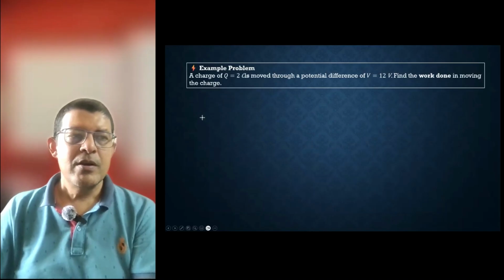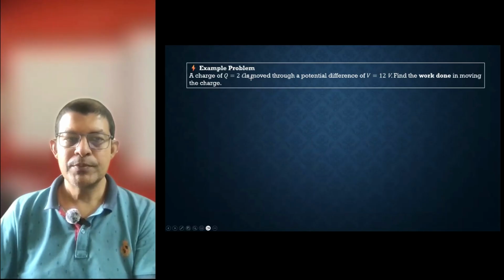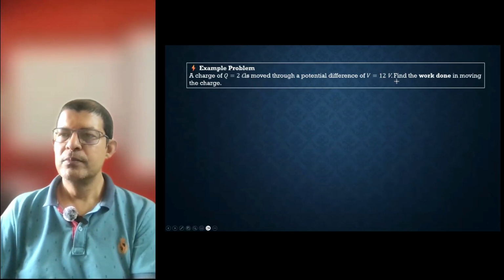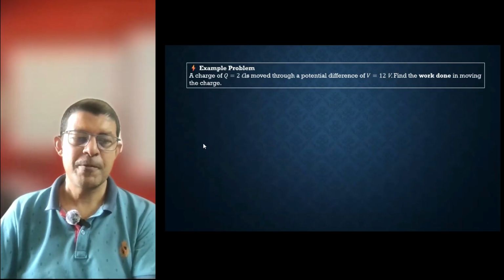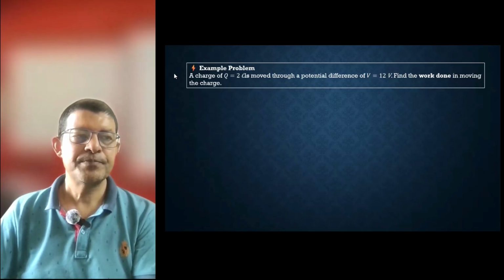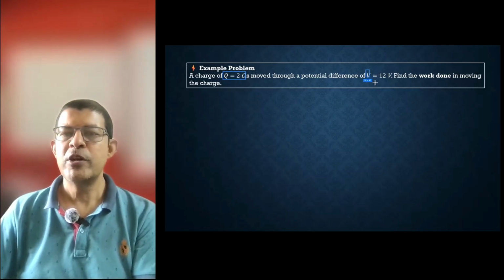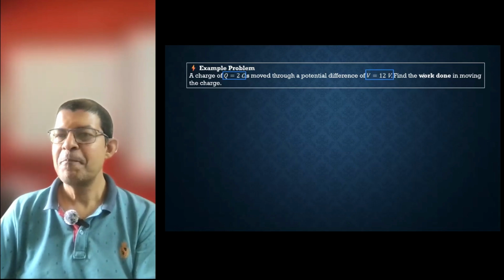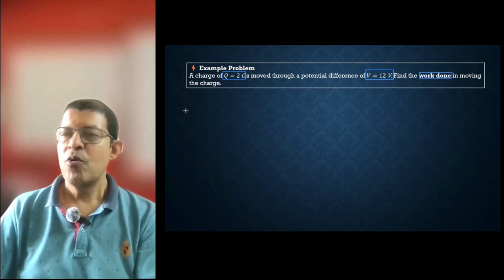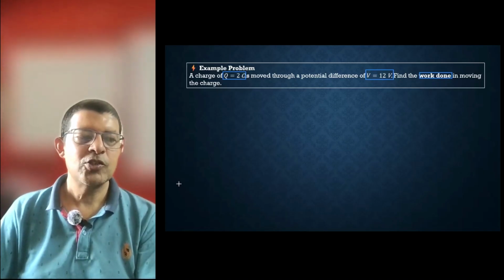Now here, given here is a charge of 2 coulomb. It is moving through a potential difference of 12 volt. What is it asking? It is asking the work done in moving the charge. So let us see what is given. Let us mark what is given. Charge is given, 2 coulomb. Potential difference is given. So we use the potential difference formula to find the work done, right? V is equal to work done by charge. So let us see the solution now.